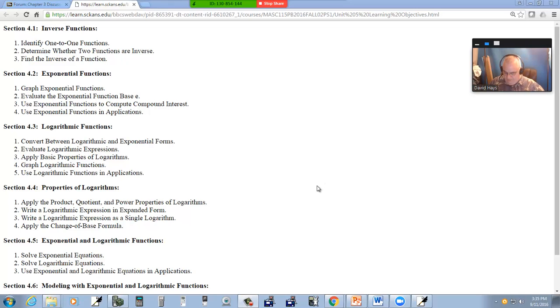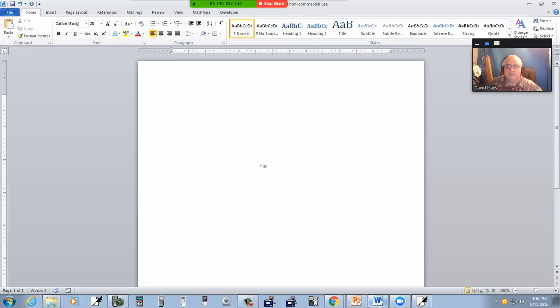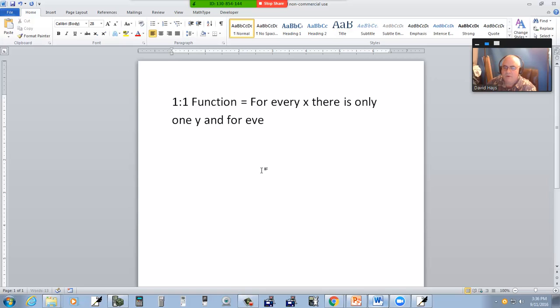Let's take a look at our first material here. We got our inverse functions. Okay. Now remember our function said for every x there's only one y. Now we have something called a one-to-one function. It says for every x there is only one y, and for every y there's only one x. So it goes both ways.